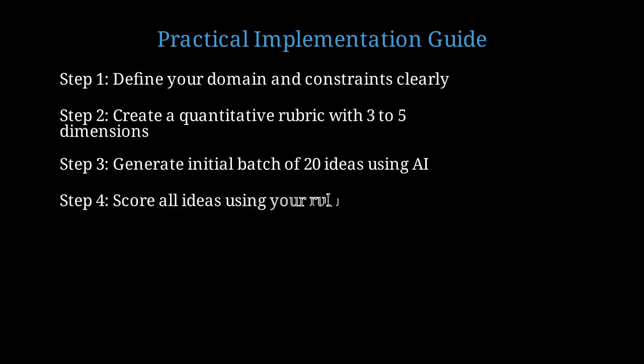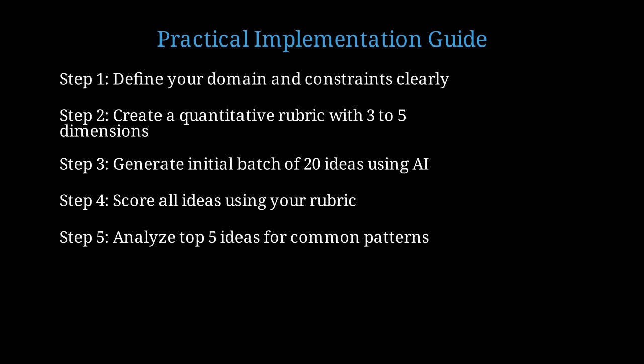Step 4. Score all 20 ideas. You can use AI for this too. Feed the rubric and ideas to the model and ask it to provide numerical scores with brief justifications. Step 5. Analyze your top 5 scoring ideas. What patterns do they share? What themes emerge? Write these patterns down explicitly.